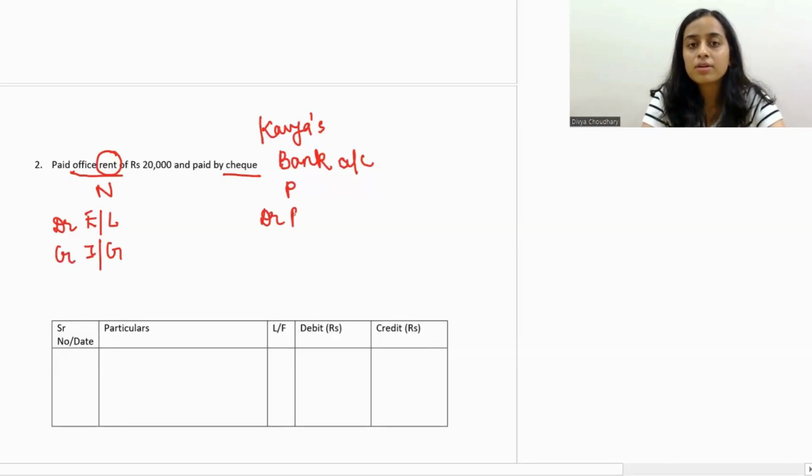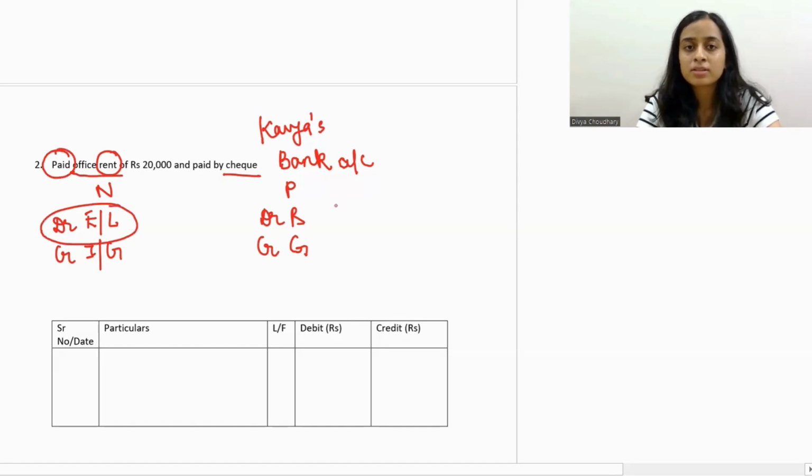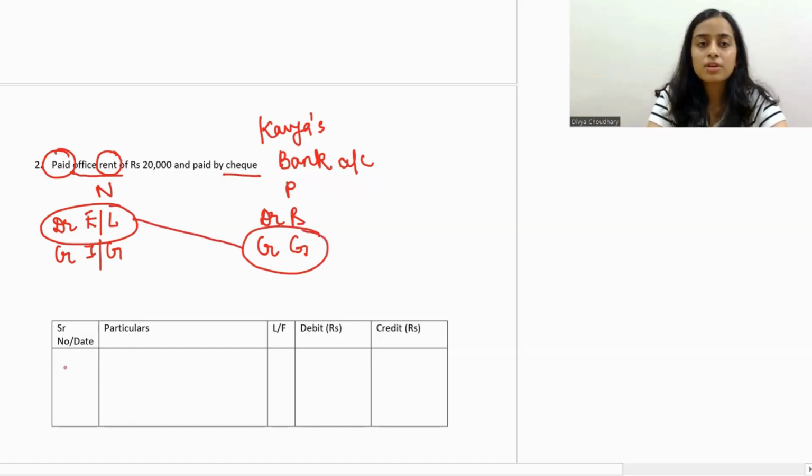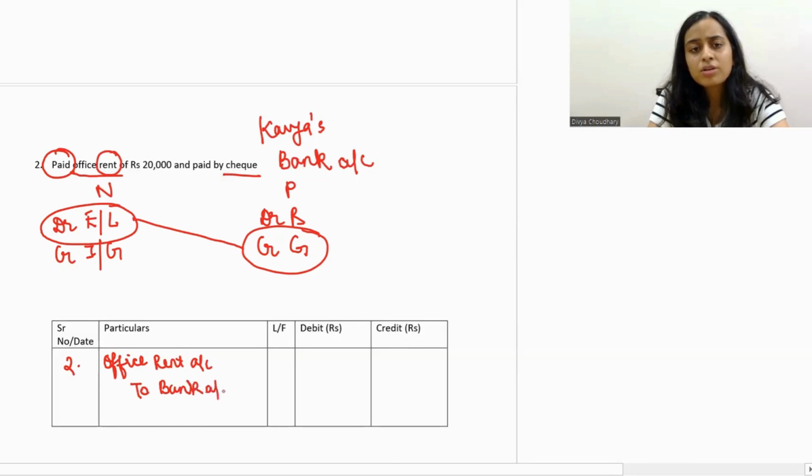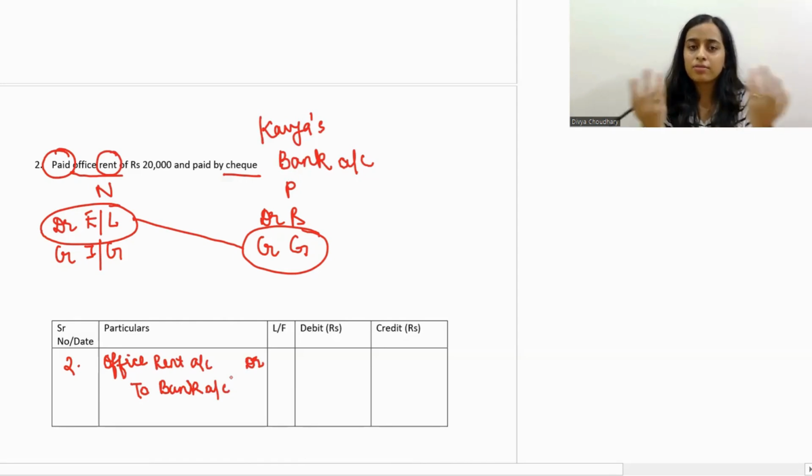Personal account: debit the receiver, credit the giver. I am paying office rent, therefore it's my expense. And Kavya's bank account is the giver. You've got your match. Let's write it down in the journal entry format. Office rent account, or just rent account, debit to bank account. No need to write Kavya's bank account because we're paying from our bank account only and we are Kavya, so no need to mention the name again and again. And the amount is 20,000.